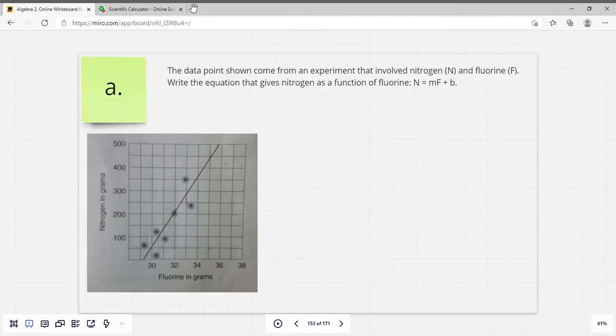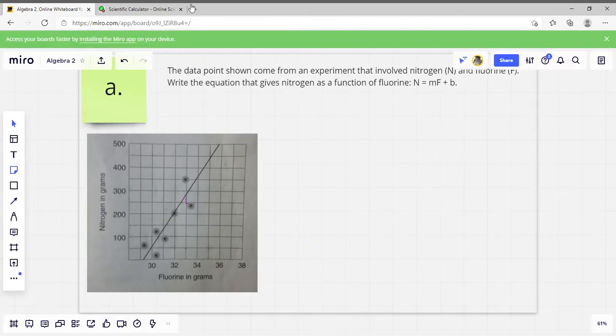Alright, so on A. Now, this is where it gets tricky because we have to try to figure out what our slope is here. First we know that we've got y equals mx plus b. Our y value is our up and down, so that's going to be n for nitrogen. We can replace that with n equals m. Then our x value is what goes back and forth, and that'll be f for fluorine, plus b. Now I've got to figure out our slope.